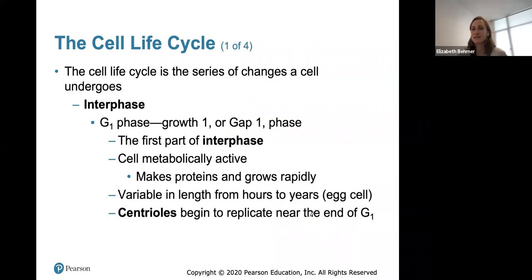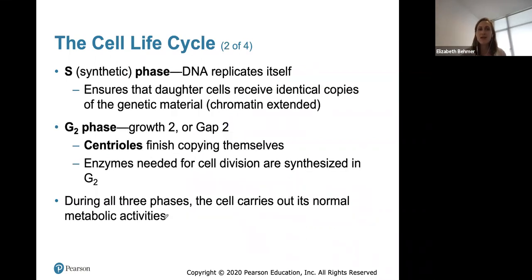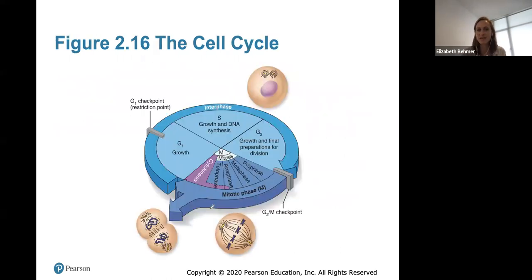The cell cycle is the series of changes that a cell undergoes. Interphase is the growth phase, where the cell is metabolically active, it makes proteins, it grows, and the centrioles will start to replicate near the end of this G1 or growth phase. The S synthetic phase is when DNA will replicate itself to get ready to pull itself apart for cell division. And the G2 phase is where the centrioles finish copying themselves. During all 3 phases, the cell will carry out its normal metabolic activities, and this is interphase. Interphase is where your cell spends about 90% of the time.